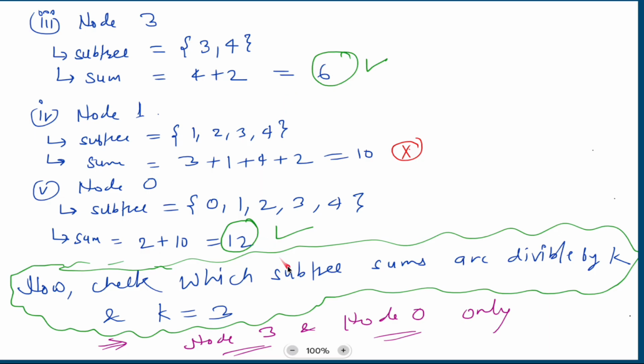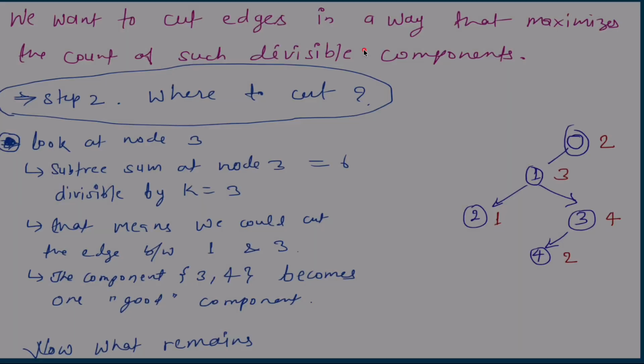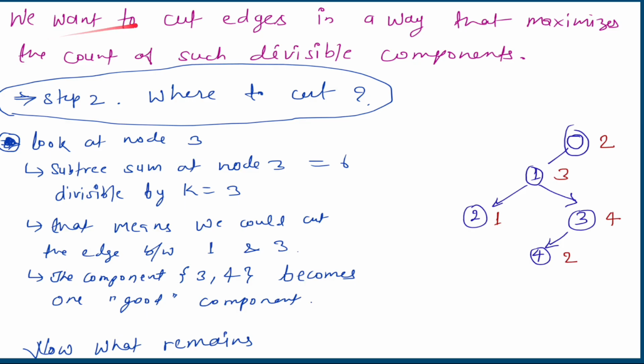So if you want to check the subtree sum divisible by k, it is node 3 and node 0, because it's 6 and 12. 6 and 12 is divisible by 3, right? So that is why we can say there are two nodes that are divisible by this. So we want to cut the edges in a way that maximizes the count of such divisible components, right?